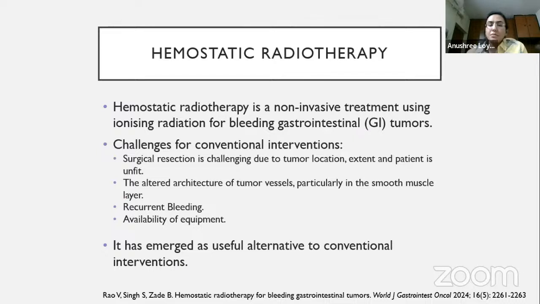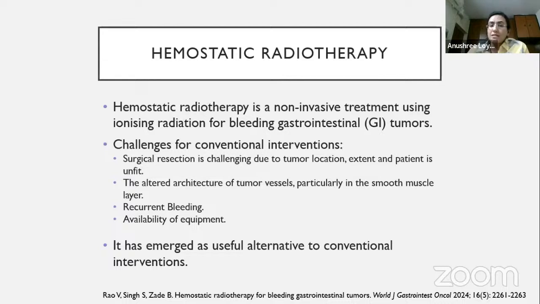So what is hemostatic radiotherapy? Hemostatic radiotherapy is a non-invasive treatment using ionizing radiation. So what is ionizing radiation? These are high energy X-rays, which are used for the treatment of bleeding gastrointestinal tumors.